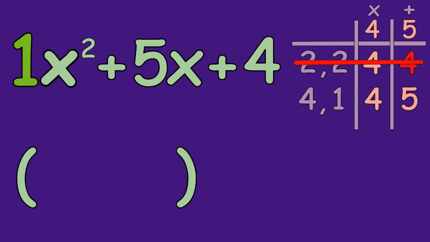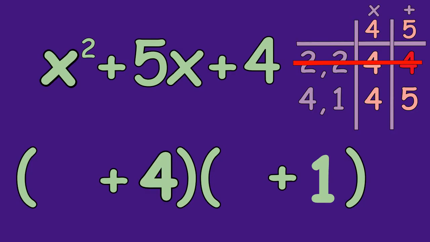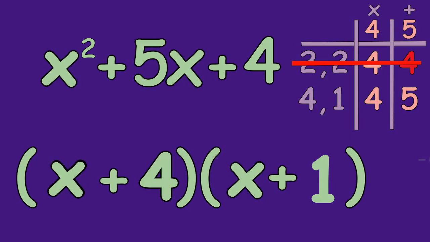We will need two sets of parentheses. The first number of our pair, 4, will go in the first set of parentheses, while the second number, 1, will go in the second set. Since we only have plus signs, we're going to go ahead and put plus signs in our parentheses. Now we're left with the x squared. The only way to factor x squared is x times x, so we can put an x at the beginning of each set of parentheses. So our final answer when factoring x squared plus 5x plus 4 is x plus 4 times x plus 1.